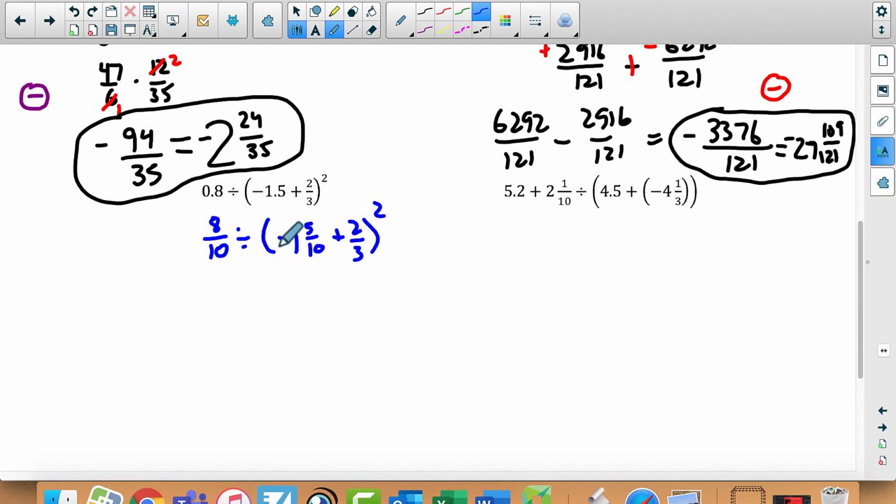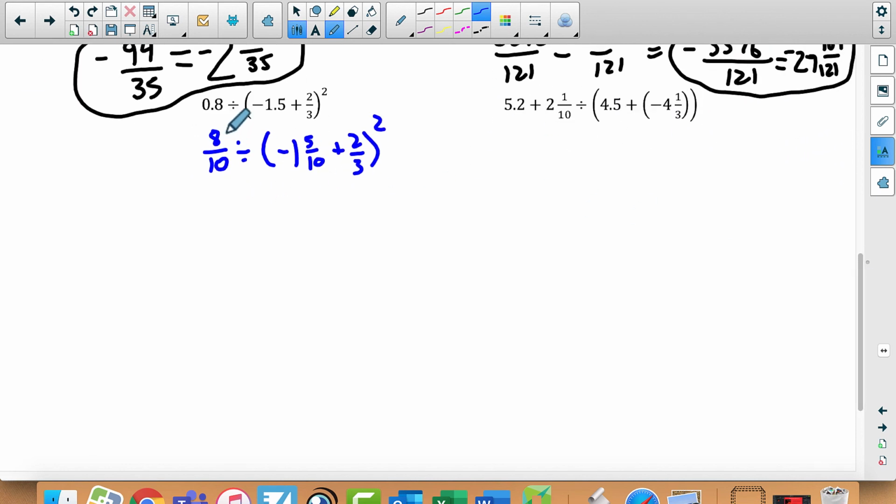So there's actually 2 fractions you could put in lowest terms. You might as well make it a little bit easier. 8 over 10, you can divide them both by 2, you get 4/5, divided by negative 1, and 5 over 10, divide them both by 5, you get a half, plus 2/3 squared. And now it's a question with all fractions, right?